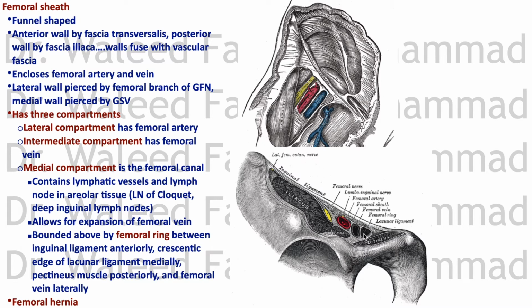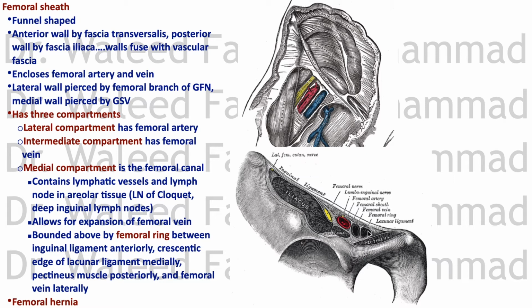Look at this here. The nerve, we learned that it's outside the sheath, so we are dealing with this area. This is the medial compartment, which is the femoral canal, and bounded superiorly by the femoral ring. The femoral ring is bounded anteriorly by the inguinal ligament, posteriorly by the pectineus and pecten of pubis, medially by the cruciate edge of the lacunar ligament, and laterally by the femoral vein.